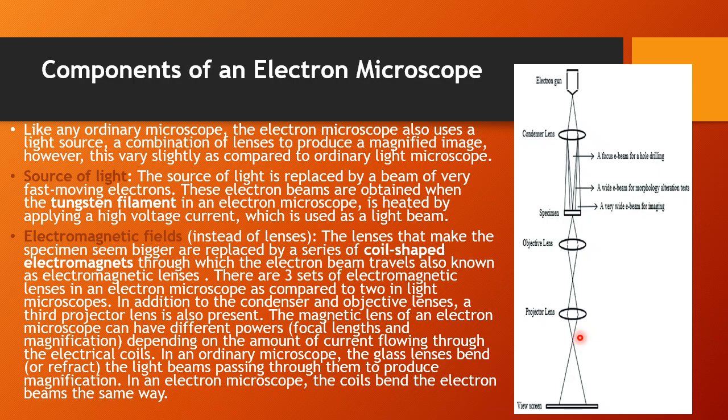Yes, in the normal light microscope, what happens? The lenses will be there. When the light passes through the lenses, the lens is used to bend or refract the light rays. In a similar way, these electromagnets, or these lenses over here, will bend the electron beams. There the light gets bent, whereas here the electron beams will get bent.